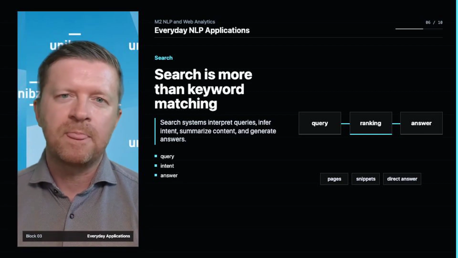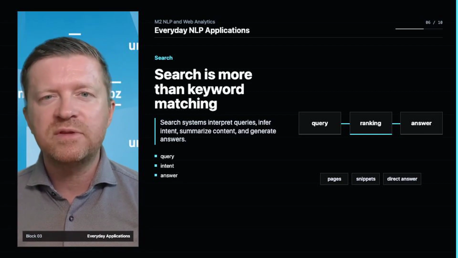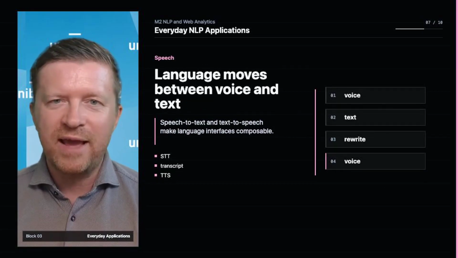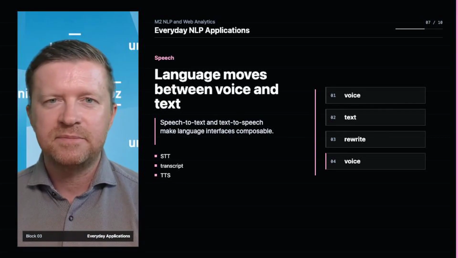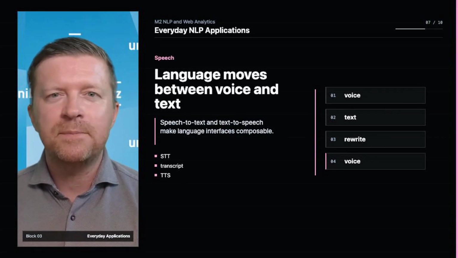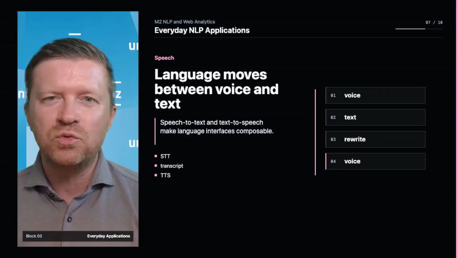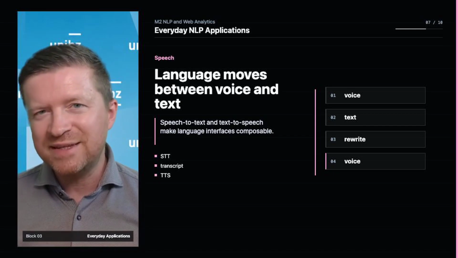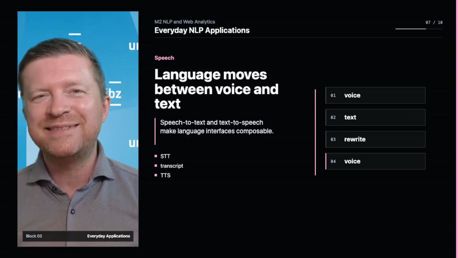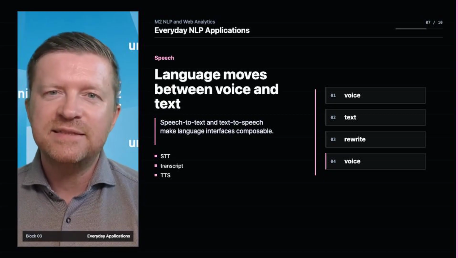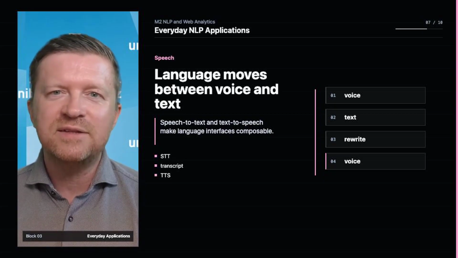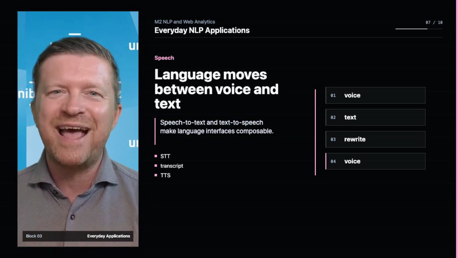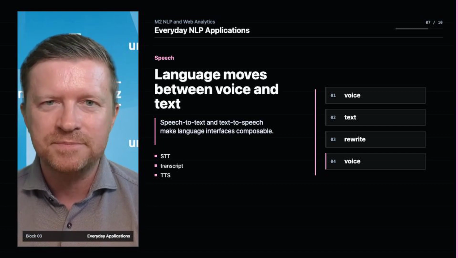link. Speech to text, often abbreviated STT, converts spoken language into written text. Lecture transcripts, meeting captions, and dictation tools all use this technology. The reverse direction is text-to-speech, or TTS. TTS systems convert written text into spoken audio, and some modern models produce voices that are increasingly natural.